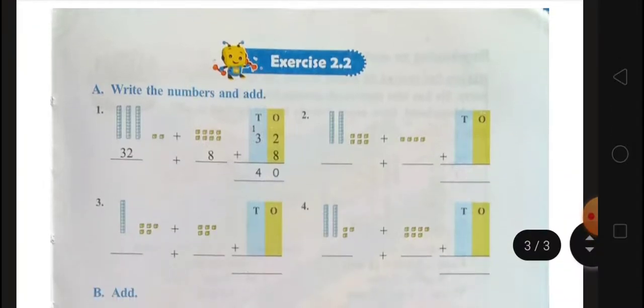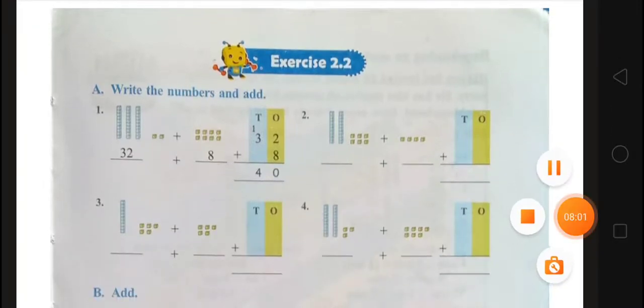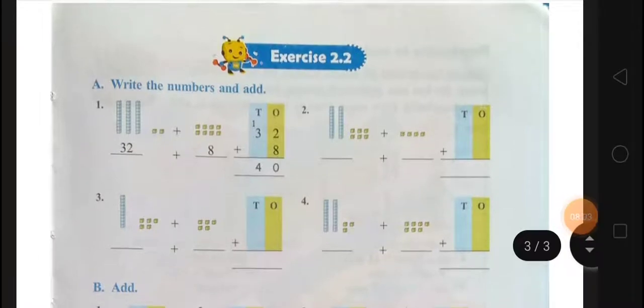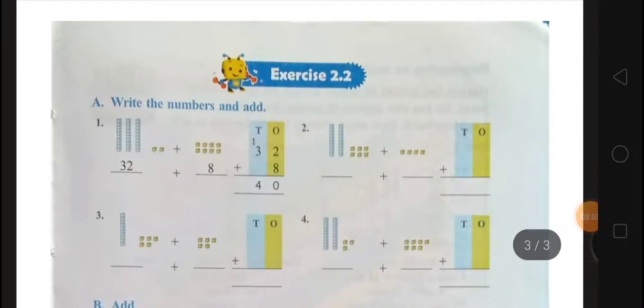Now exercise 2.2 that is given in your book. Exercise 2.2: write the numbers and add. You can see here that you have to write the numbers and add. So 32 plus 8: 2 plus 8 is 10, 0 and 1 carry, and 3 plus 1 is 4.